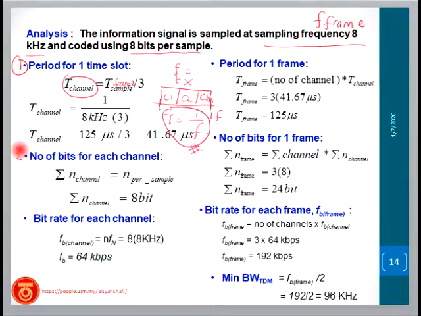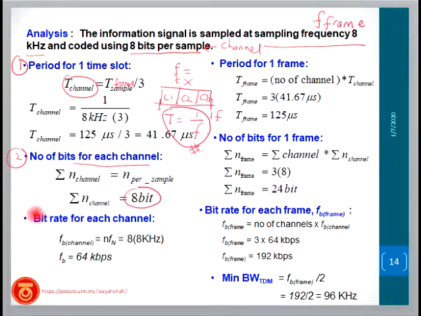The second parameter is the number of bits per channel. From the given information, coded using 8 bits per sample. This is a bit tricky because the sampling frequency refers to the frame frequency, but bits per sample refers to bits per channel. So sample here is channel. So the number of bits for each channel is 8 bits.